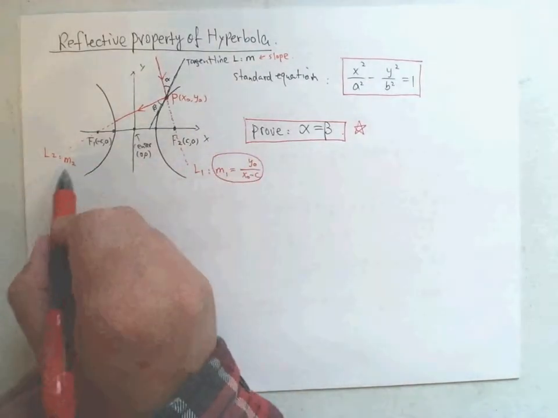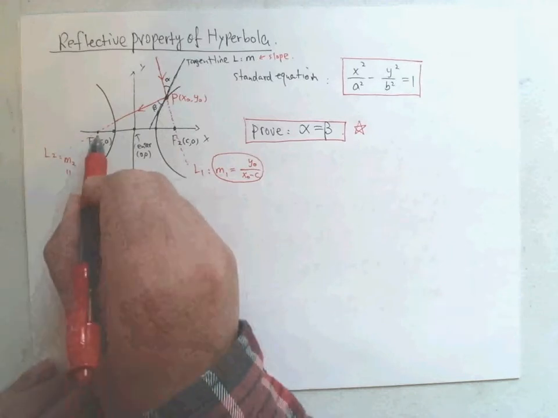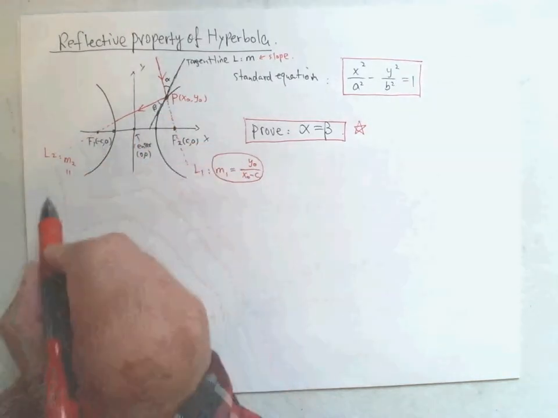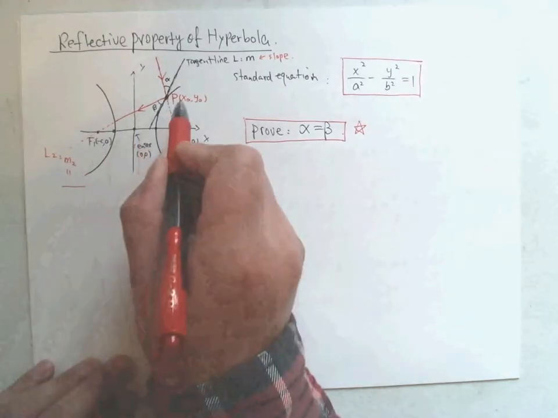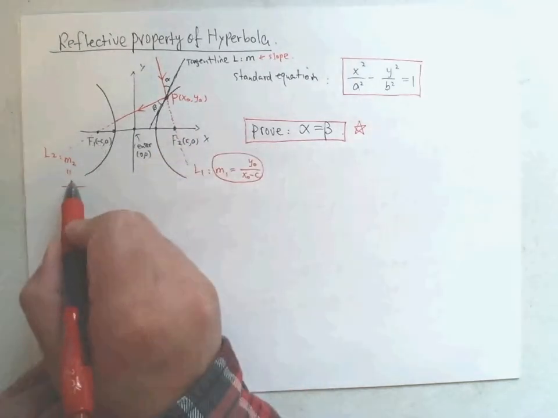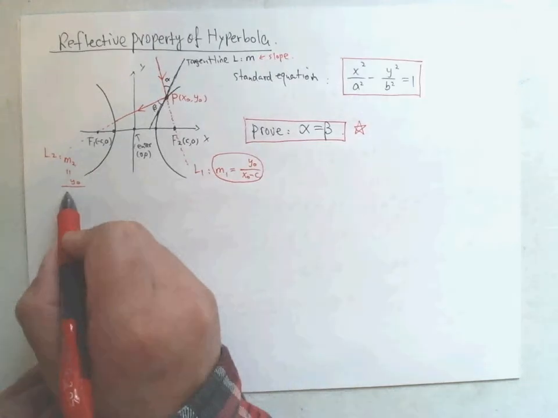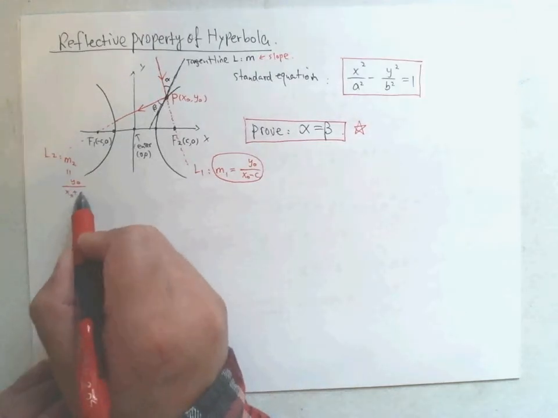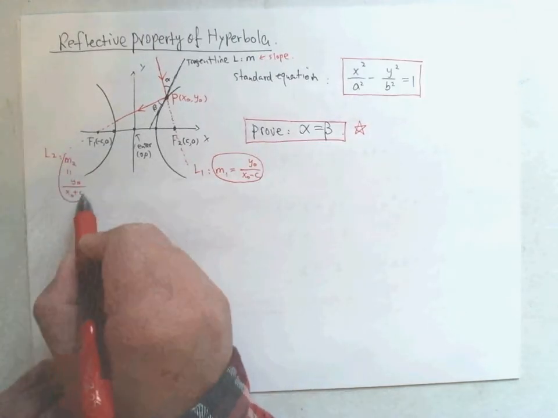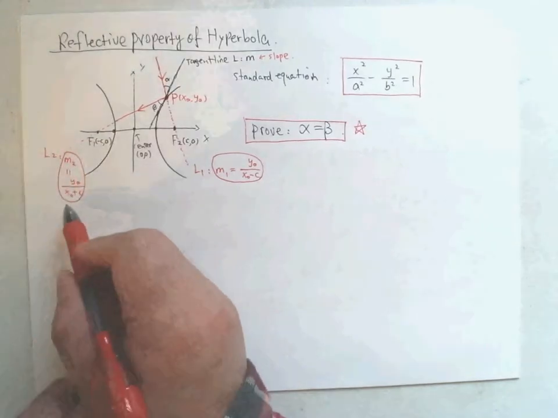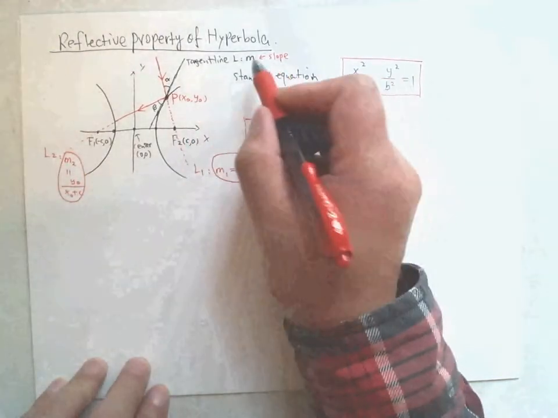So what is M2? I put it here. M2 is, I use P minus F1. It's the same: the difference between Y0 minus 0 is Y0, over X0 minus negative C, which is X0 plus C. Fine. This is M2. We need to find this M.